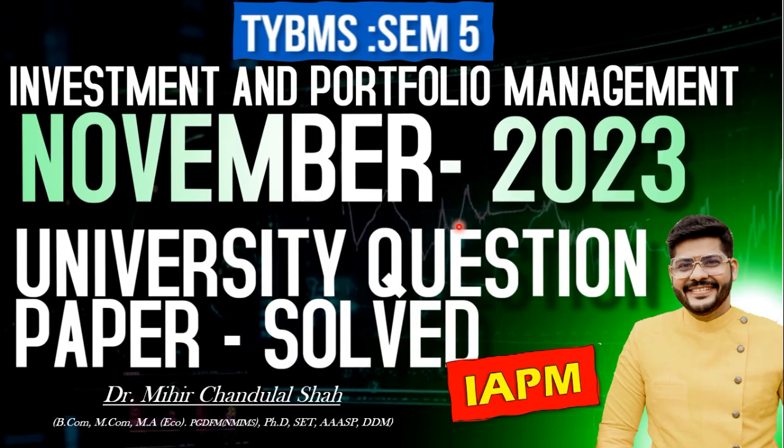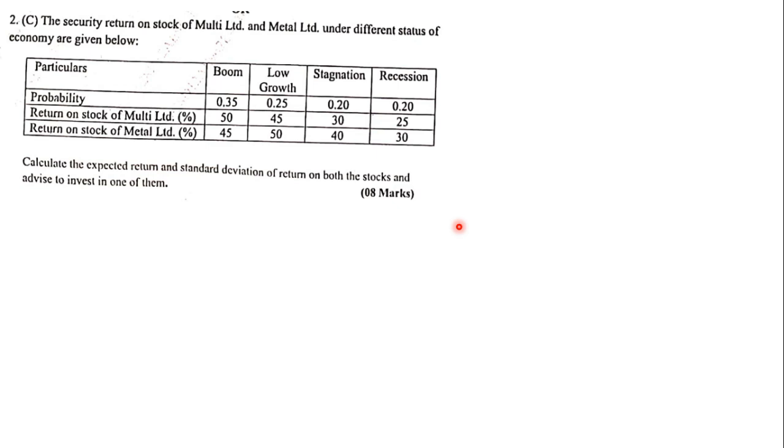The very first question that had appeared in the November 2023 paper was, I'm reading out question number 2C. A security return on stock of Multi Limited and Metal Limited under different states of economy are given below. They are given: boom period, low growth, stagnation, recession, the probability, and the returns of both those companies. Calculate the expected return and standard deviation of returns of both the stocks, and also advise to invest in one of them. Now this is a sum based on expected return and standard deviation. So first we'll have to solve for Multi Limited and then we'll see for Metal Limited.